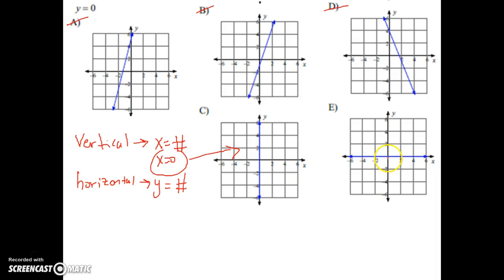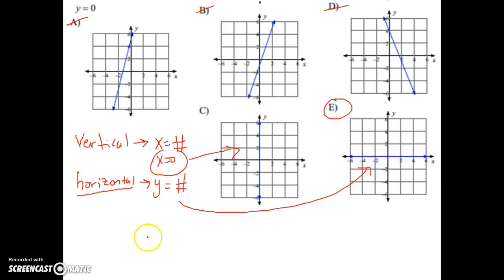If we look at this line, x equals -2, y is 0. X equals -4, y is 0. X equals 2 over here, y is still 0. So this horizontal line is y equal to 0. So our answer is E.